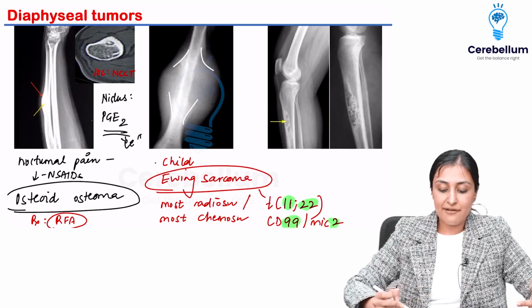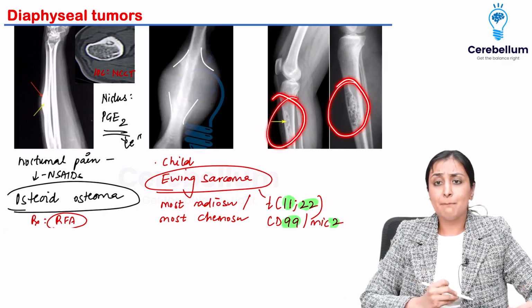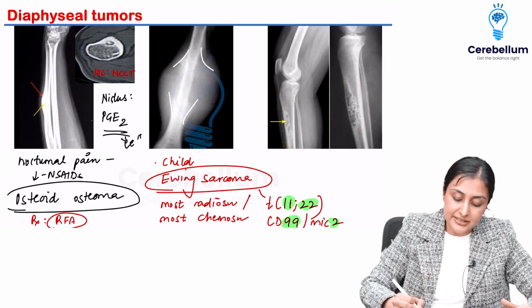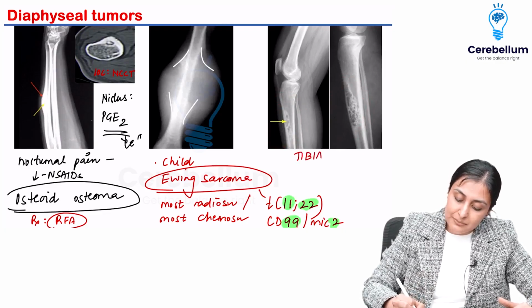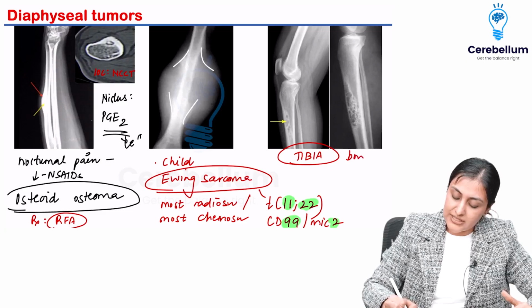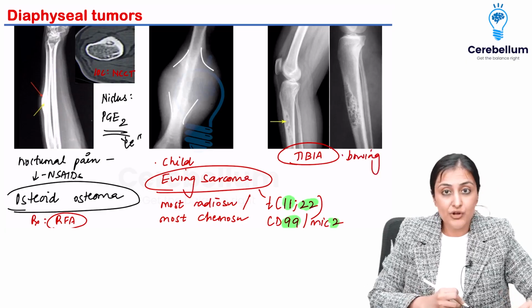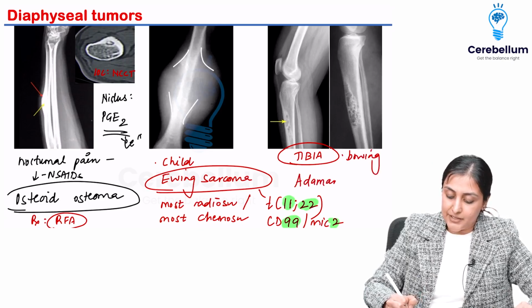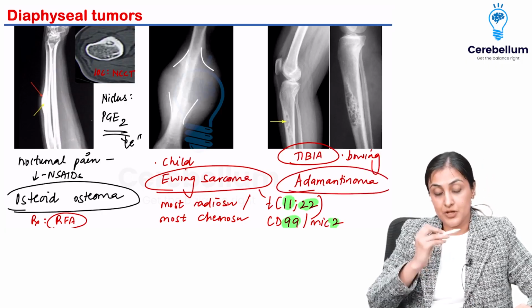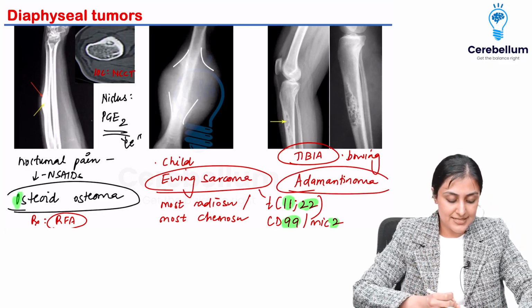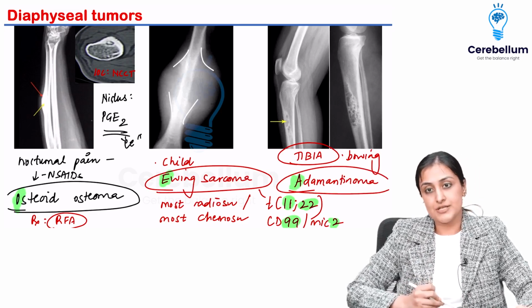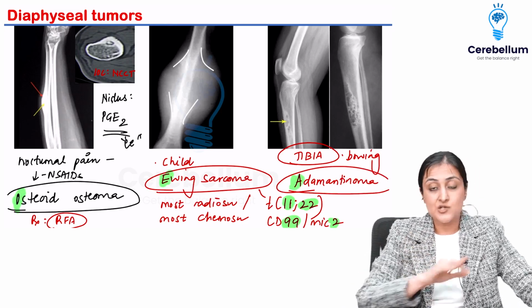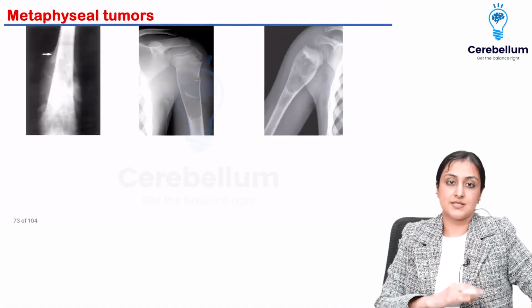The third diaphyseal tumor is pathognomonically seen in the tibia here. So tibia with associated bowing. There may be anterolateral bowing of the tibia in a lot of cases. This is adamantinoma. So this is adamantinoma seen in tibia. So diaphyseal tumors, as I said, 3 vowels stick together. Right? So this is about diaphysis.